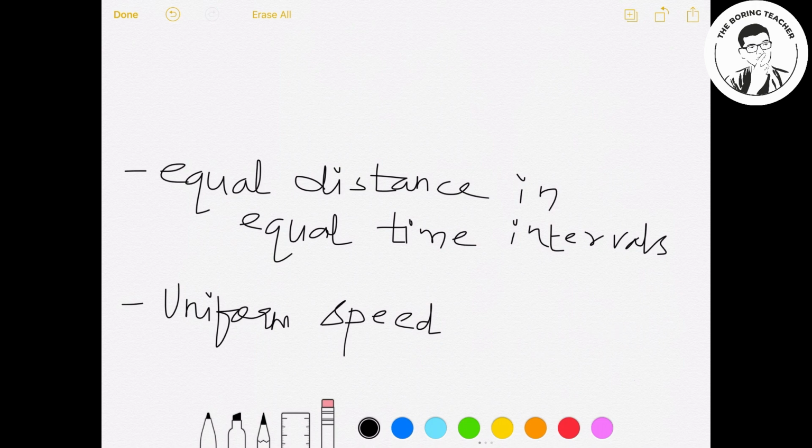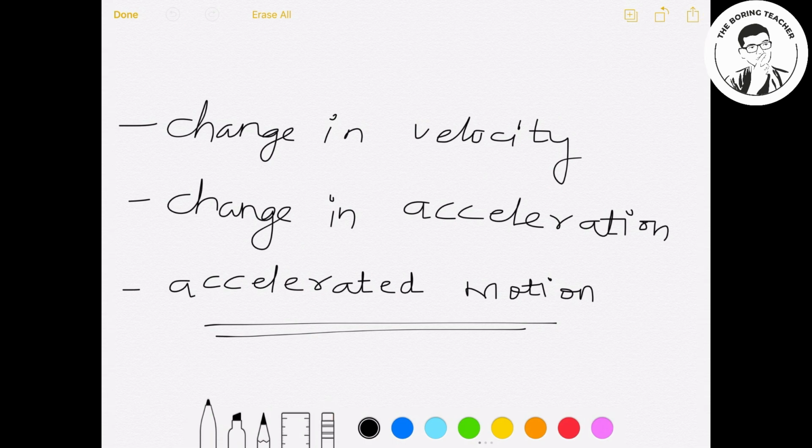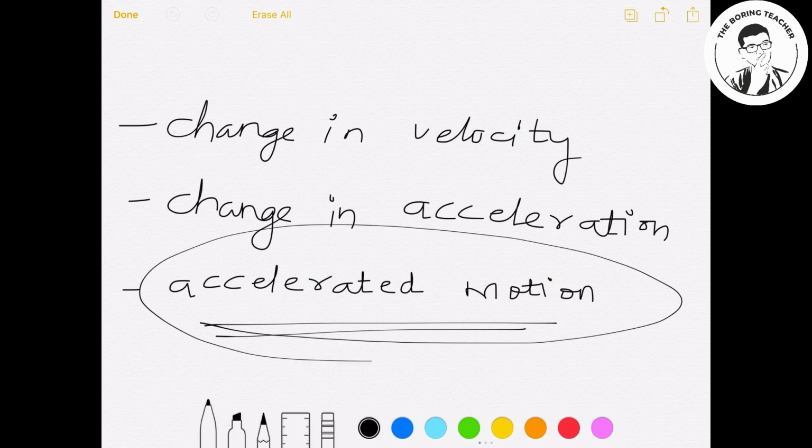That means the particle is moving with a uniform speed, but the direction changes at each and every point of time. So the velocity of the object is also changing. We can say that there is a uniform speed, but there is a change in velocity. Now if there is a change in velocity because of a change in direction, we can say that there is an acceleration. Hence, you can say that uniform circular motion is an accelerated motion.